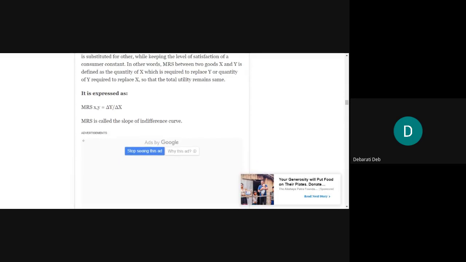In other words, MRS between two goods X and Y is defined. This is the definition of MRS. You should learn these definitions. It comes in the examination. Very important topics. All the topics in your syllabus are very, very important.